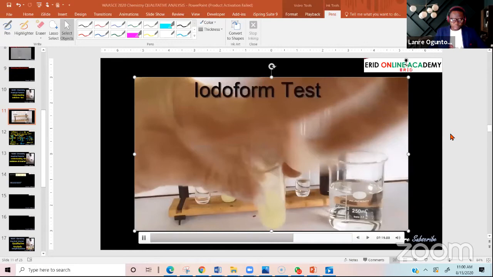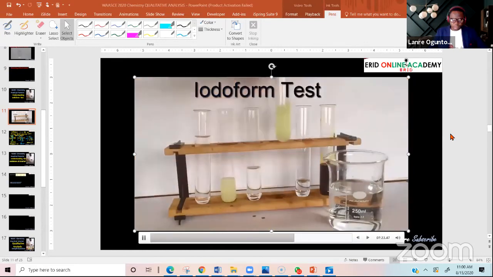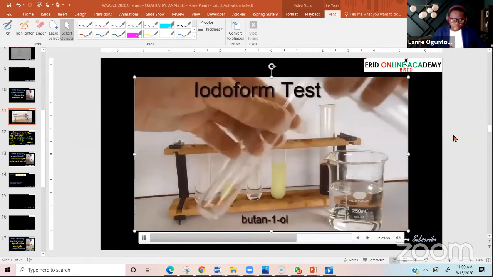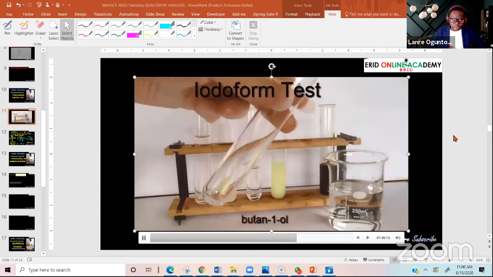Just perceive the smell. Okay, that's how to do your smell. You don't take the test tube into your nose. Just use your hand to waft the gas to your nose. Okay, so that forms a positive test.